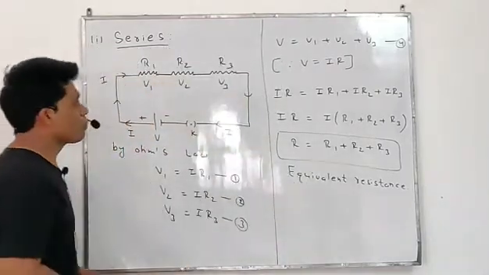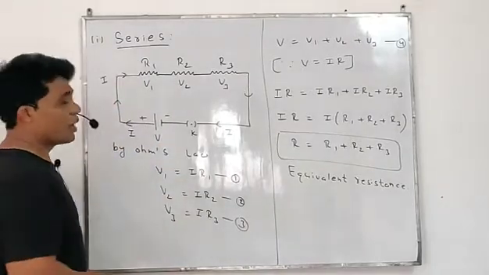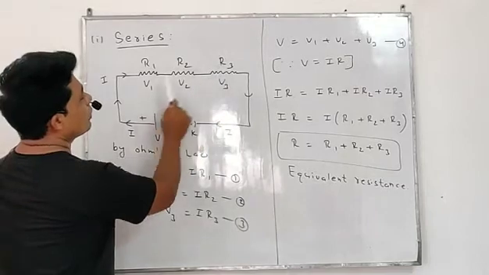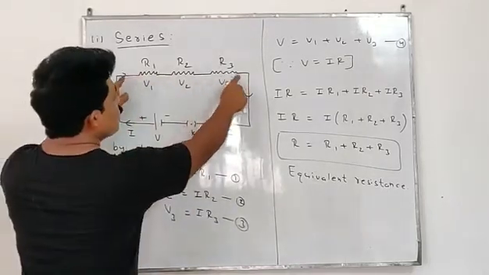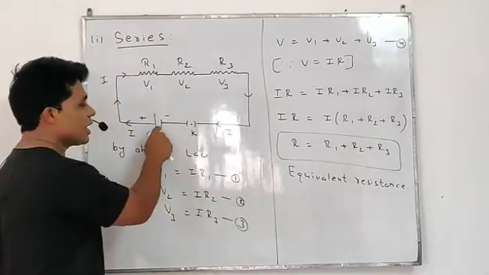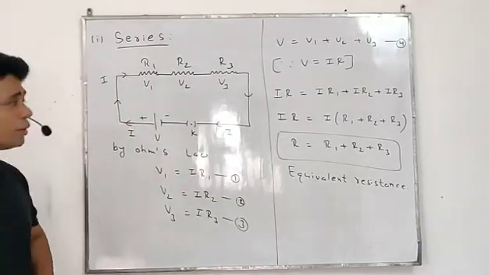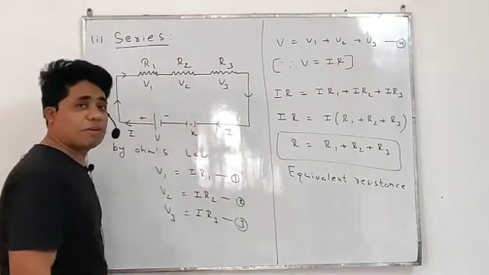Look, students, we are given three resistance wires. Three resistors having resistance R1, R2, and R3 are connected in series. As you can see, they are connected in series with a cell having potential V and with a switch. Their individual potentials are V1, V2, and V3 respectively.